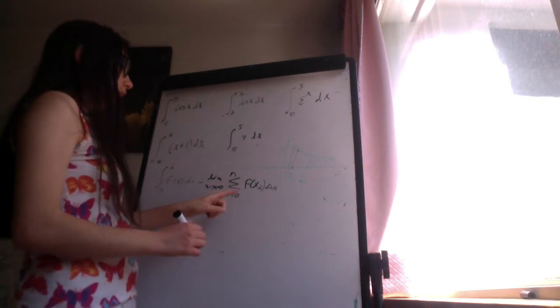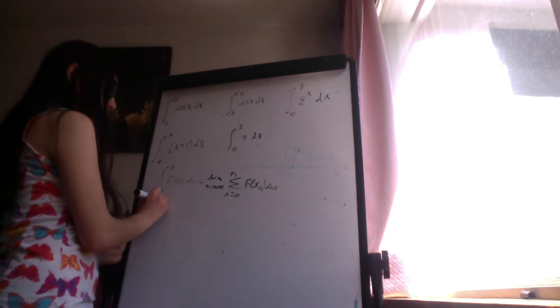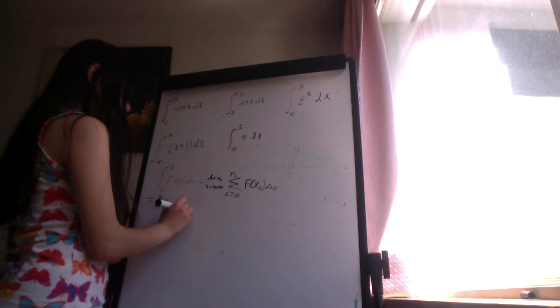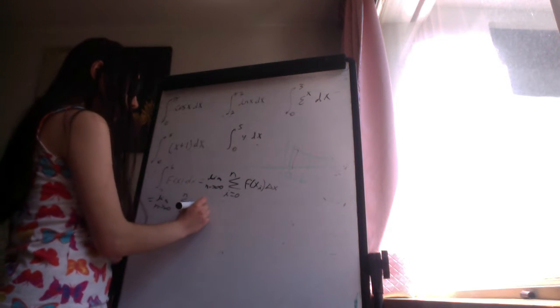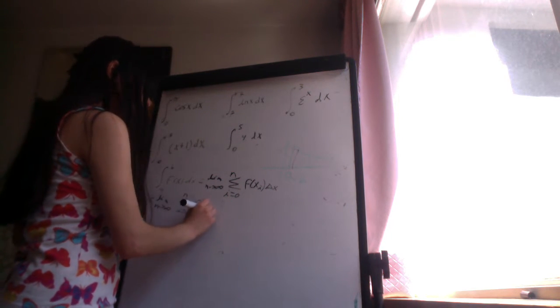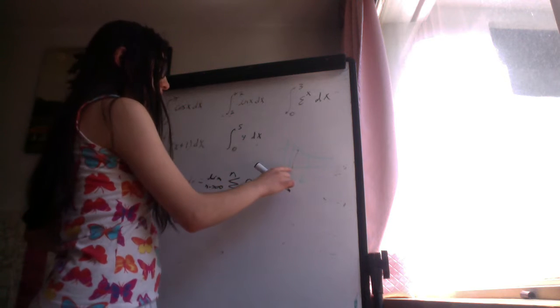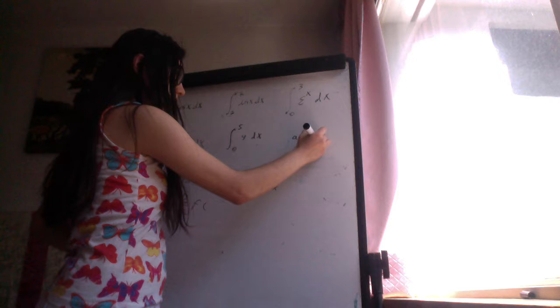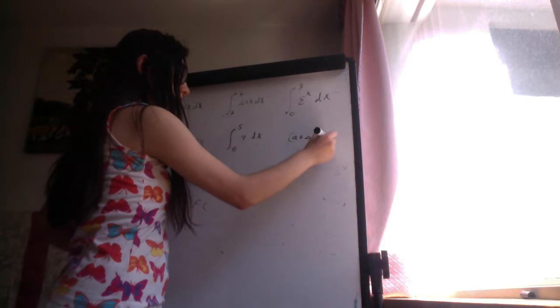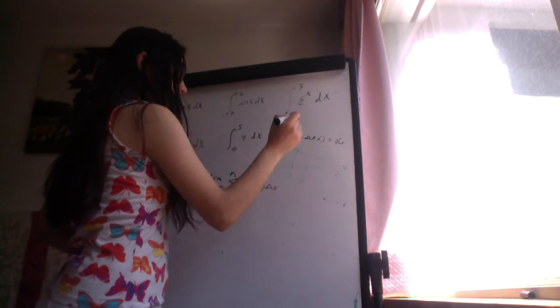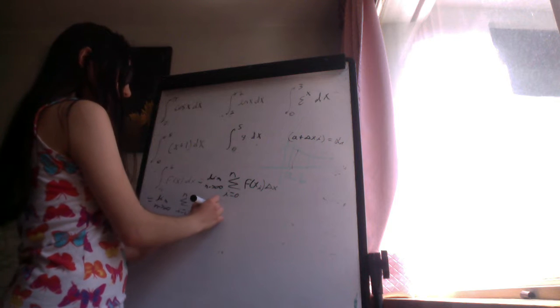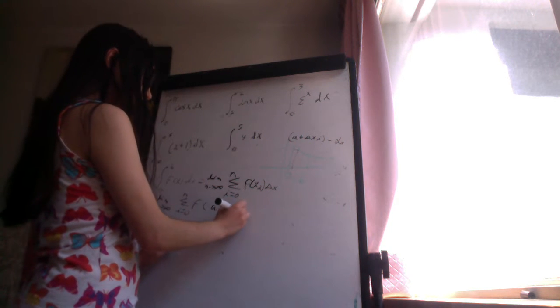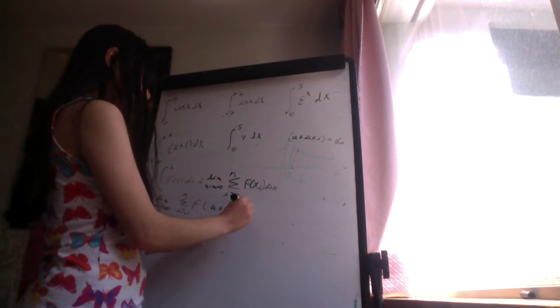Now we can put this as the limit as n approaches infinity of the summation from i equals 0 to n of f of, what's x sub i? We saw it is a plus delta x times i. This is x sub i. So f of a plus delta x sub i, times delta x.